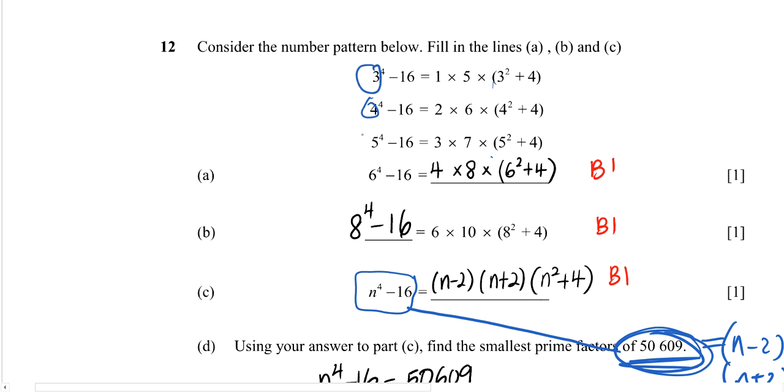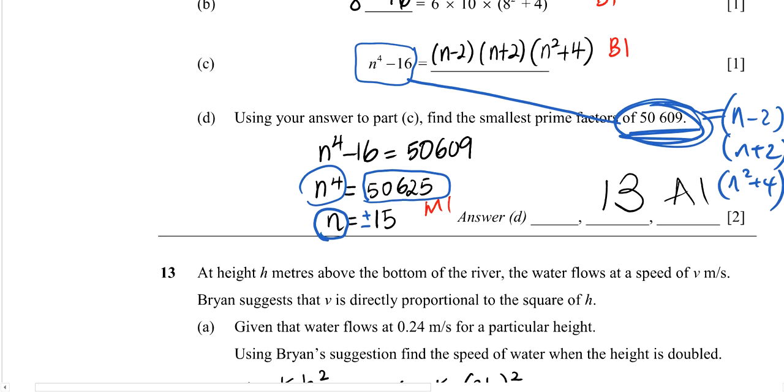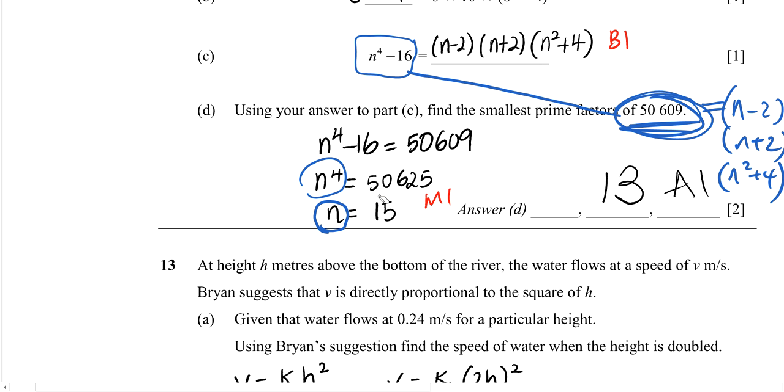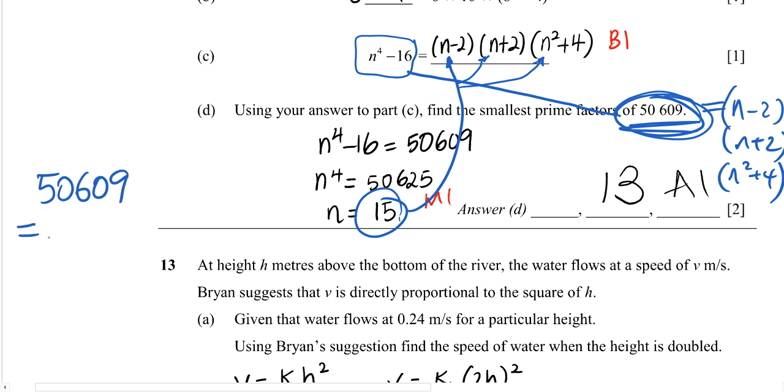See, we started from 3, 4, 5, 6, 7, 8, 9. We will get to 15 eventually. Okay? So when n is equals to 15, I will substitute this inside here, and inside here. Therefore, I can rewrite 50609 equals to 15 minus 2, 15 plus 2, 15 squared plus 4.